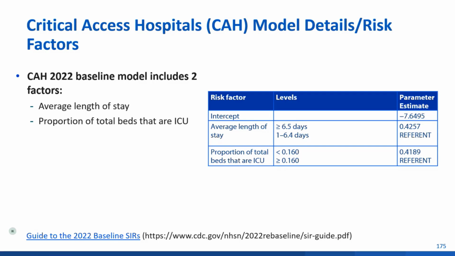So now let's examine the CAUTI SIR model for other settings. So as a reminder, the model was fitted separately for each facility type. So each may have a different set of optimal factors. And this slide presents the model for critical access hospitals. So in this model, there are two factors in addition to the intercept. These factors are the average length of stay and the proportion of total beds that are ICU. Next slide, please.